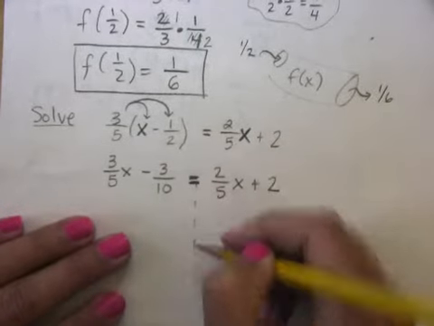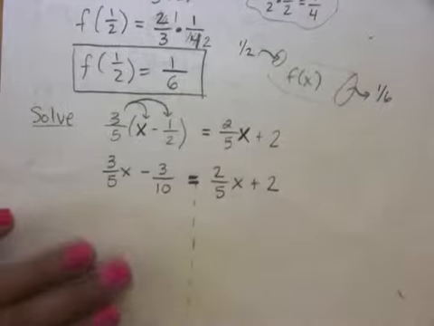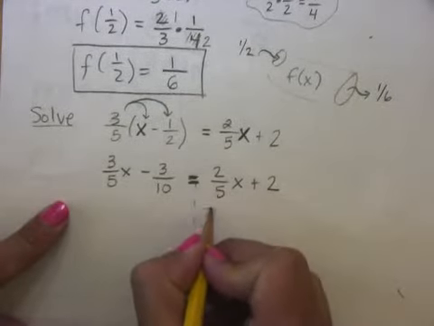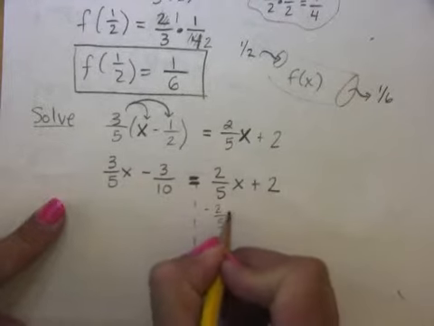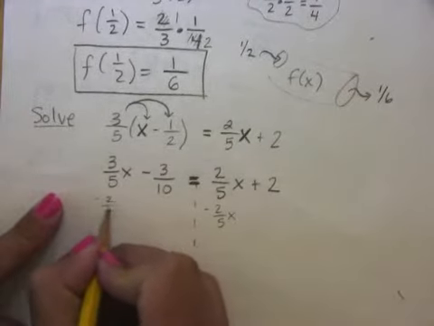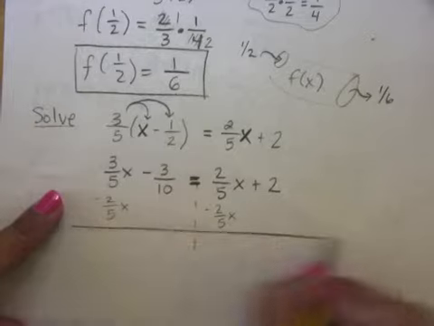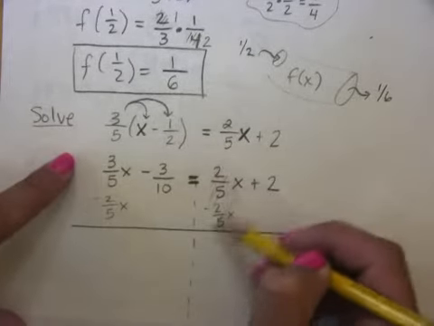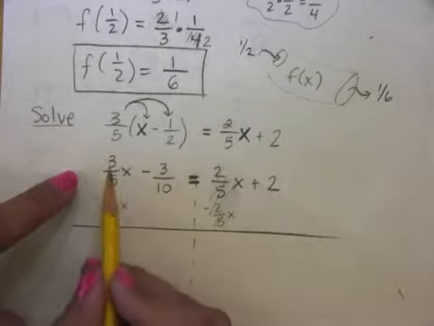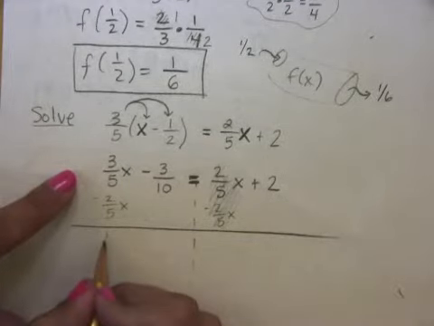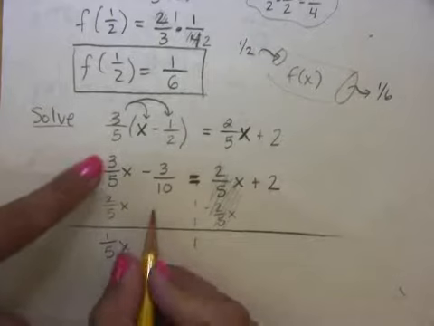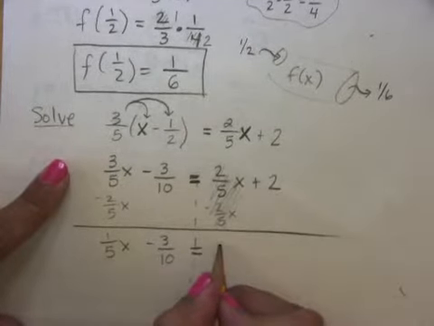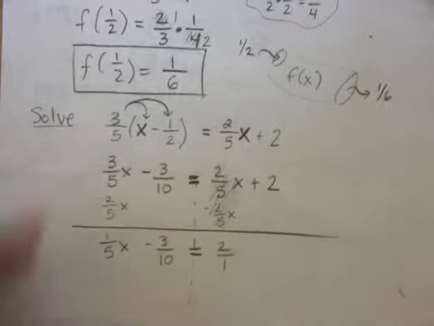So I'm going to try to get the terms with x to the left. So that means I'm going to bring this guy over. Since he's positive, I'm going to subtract 2/5 x. Really nice problem here because these already have common denominators. So remember, with subtraction, you have to have common denominators. So 3/5 minus 2/5 gives us 1/5 x. And then we still have 3/10. And on this side, we still have 2, which I'll write as 2/1.